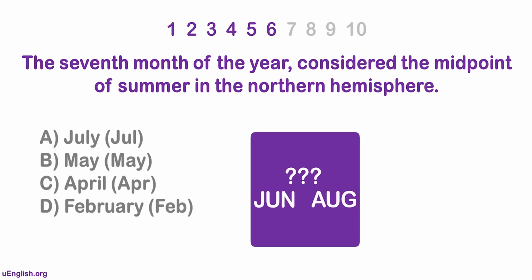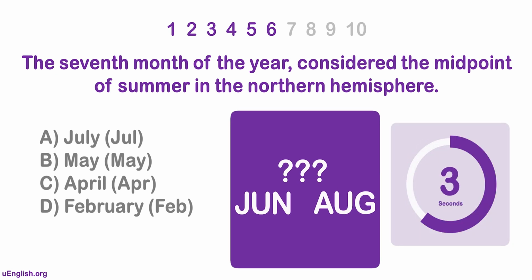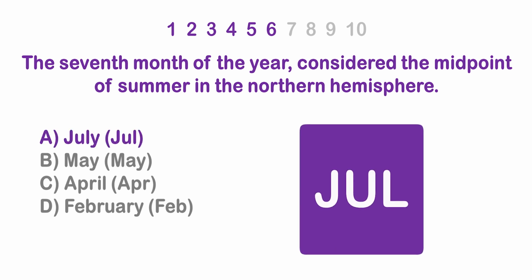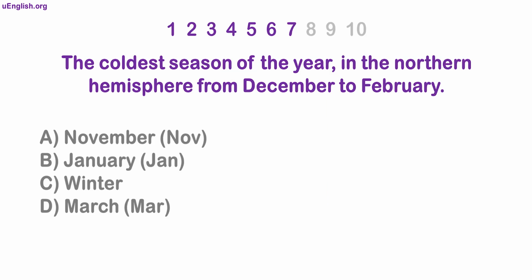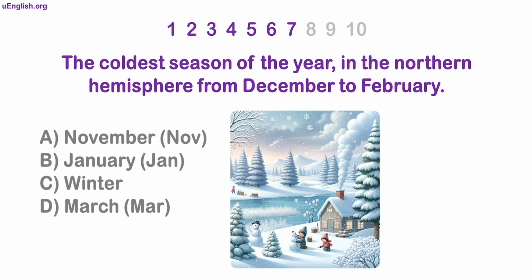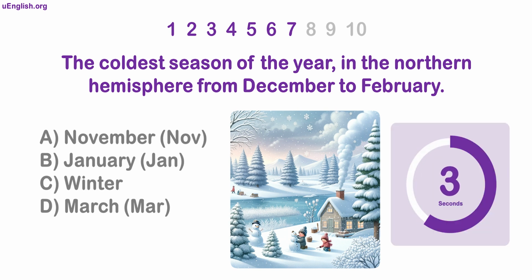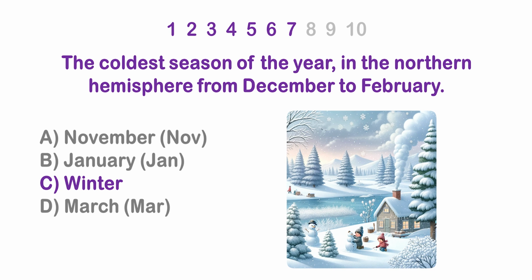The 7th month of the year, considered the midpoint of summer in the northern hemisphere. For sure, it's July. July is the 7th month of the year. The coldest season of the year in the northern hemisphere from December to February. Obviously, it's winter. Winter is the coldest season of the year in the northern hemisphere from December to February.